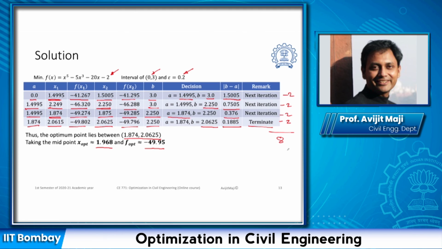So just looking into the number of function evaluations, this is slightly higher than the golden section search method and Fibonacci search method. However, this is lower than the interval halving method. If you recall, for the same function and the same precision level, we required to evaluate the function 9 times in case of interval halving. So definitely it is lesser than the interval halving.